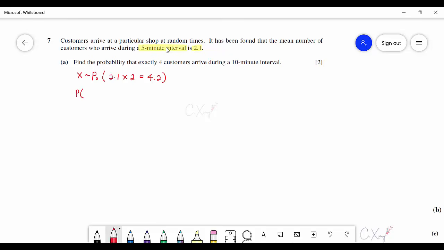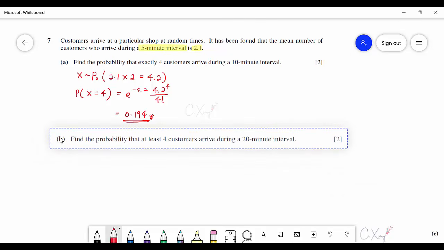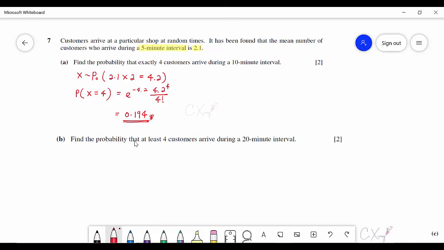They want us to calculate the probability for x equals 4. The formula is e to the negative lambda, lambda to the power 4, divided by 4 factorial. Then just press the calculator and you will get 0.194. Now we continue to part B. Find the probability that at least 4 customers arrive during a 20-minute interval.